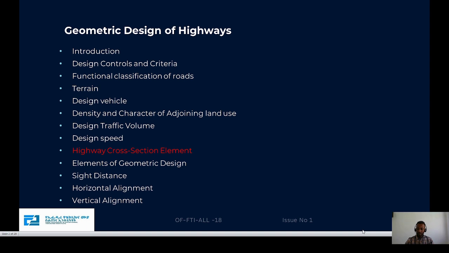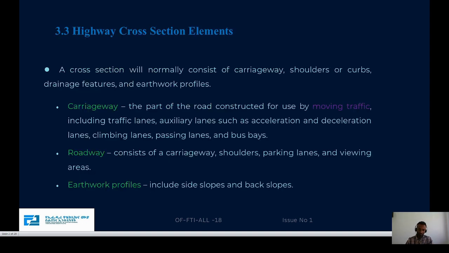And now in this section we will cover the following topics. First is the highway cross-sectional elements. The highway cross-section normally consists of a carriageway, shoulder, curbs, drainage structures, and also the earthwork profile. The side slopes and back slopes are also included in the cross section.